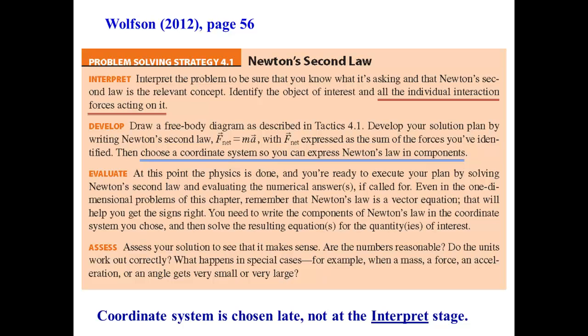However, it is more efficient if you can choose that coordinate system at the interpret level so that you're drawing your free body diagram in that particular coordinate system from the beginning, and in fact, you can then write the components, which is down under the evaluate step here. Write the components of Newton's law in the coordinate system you chose. You can do that while you're drawing the free body diagram. You can write the components down as part of the develop step before you actually get down to the evaluate computing step.